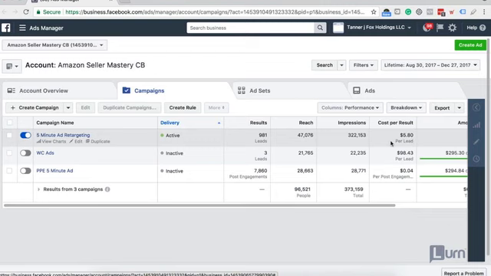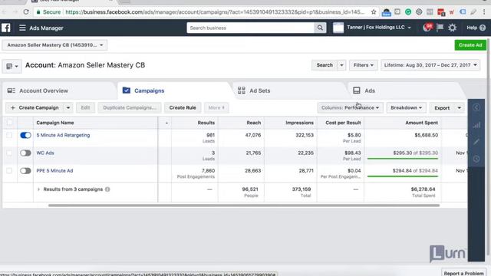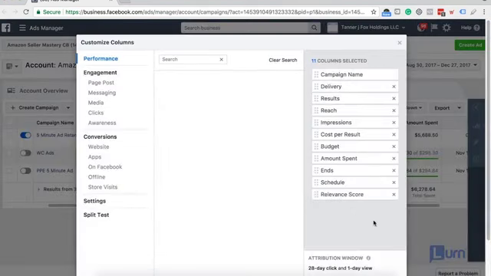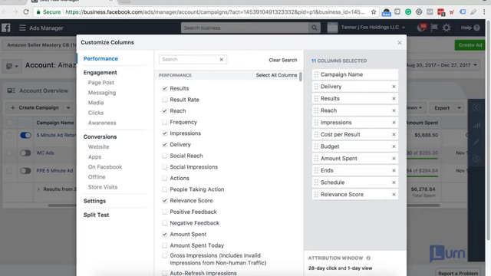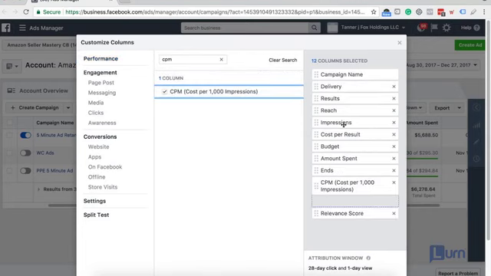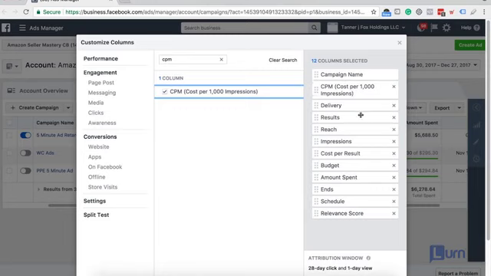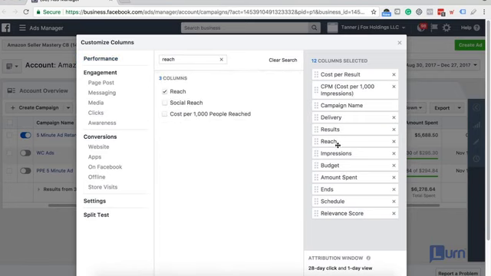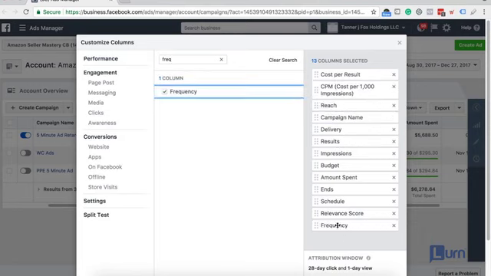Now my CPM is a different story, okay? So when I go over here and do customize columns, I can actually sort this all out. If I go ahead and just put CPM, cost per every 1,000 impressions, over here, so I have a CPM. I also have a cost per result. So that's what I take a look at first. We have cost per result, we have a cost for every 1,000 impressions, and then we also take a look at reach, right here. And then we also take a look at frequency, right down here.